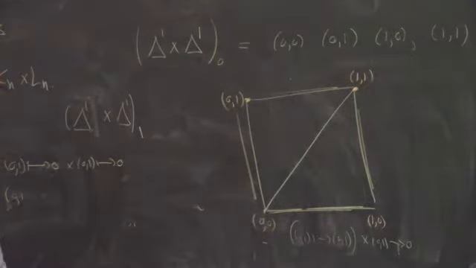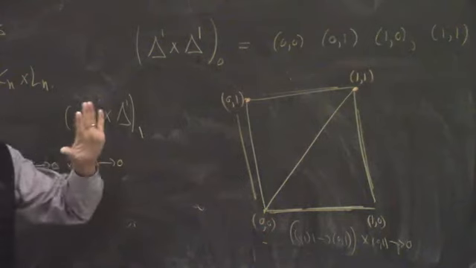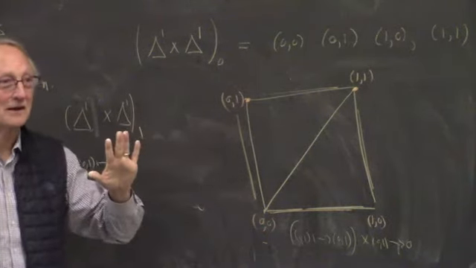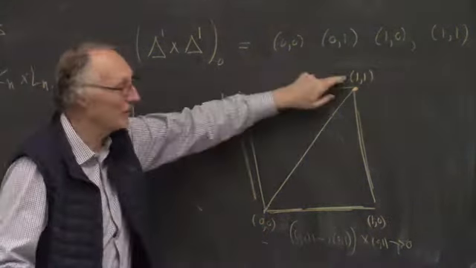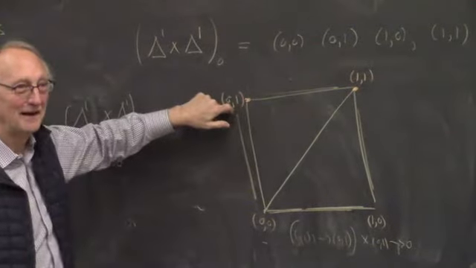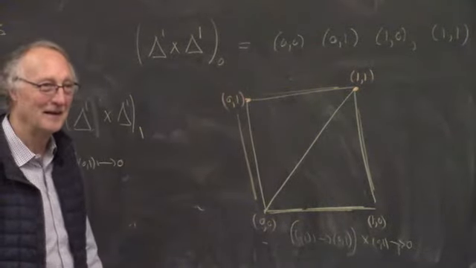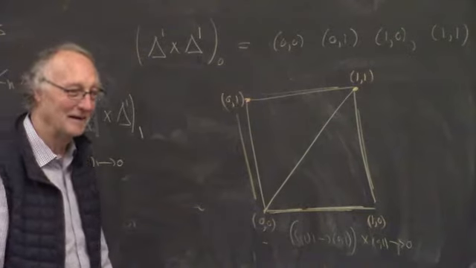Wait, so there's only one non-degenerate one simplex, right? No, there are 5 non-degenerate one simplices. There are 4 degenerate. There were 9 one simplices in all. 4 of them were non-degenerate cross degenerate, and the other 4 were degenerate cross non-degenerate.